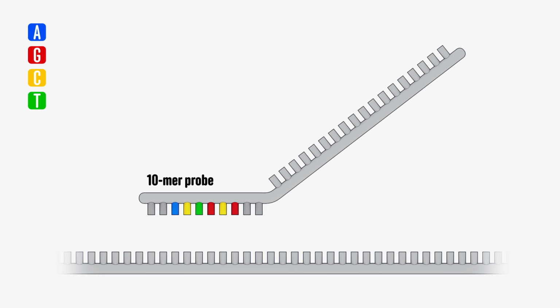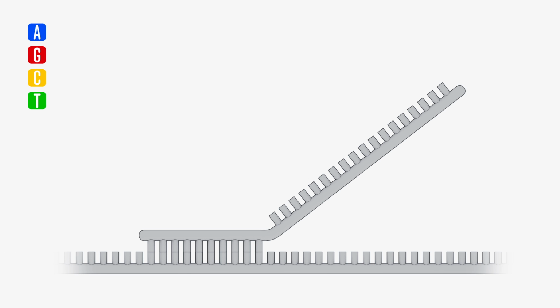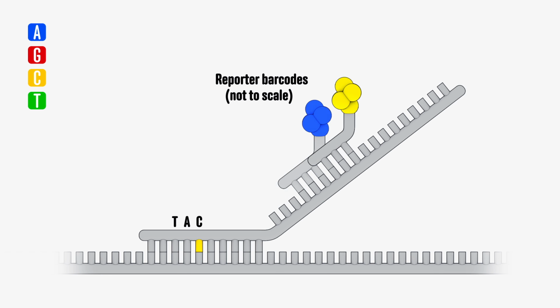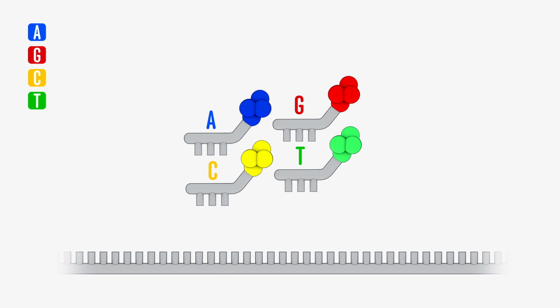Each 10-mer probe contains a short sequence that may anneal to the target. The entire probe pool includes many short sequences that together account for every possible sequence permutation. When a given probe anneals to the target, its sequence is then interpreted with barcodes, the reporters, via hybridization. The reporters each contain a specific sequence designed to code for one base.